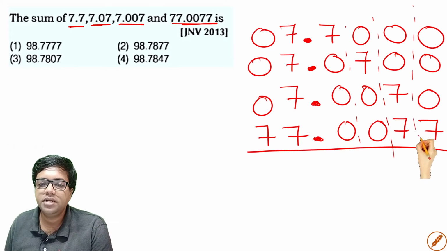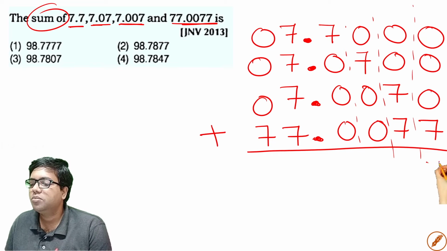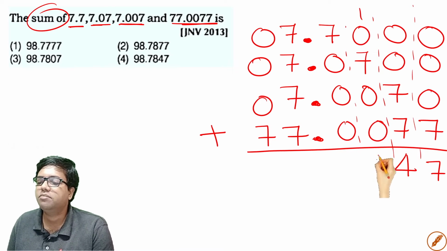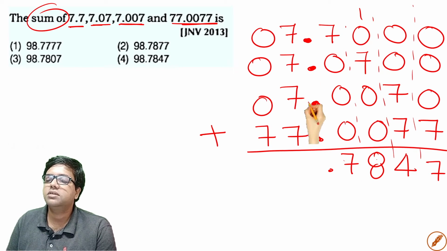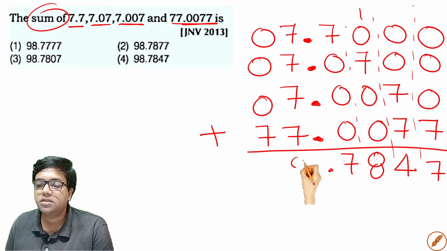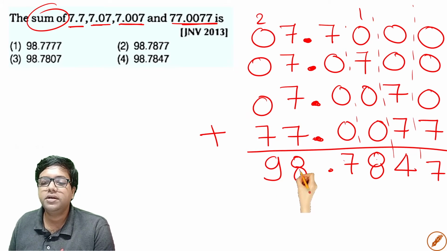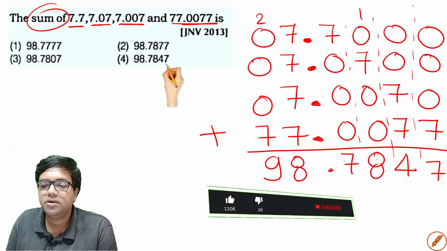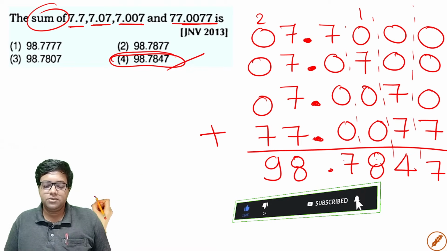Now do the addition. The sum is asked here. 0 plus 7 is 7, 7 plus 7 is 14, 1 carry over, 7 plus 1 is 8. 7 as it is, 4 times 7 is 28, 2 plus 7 is 9. 98.7847, available in option number 4. Therefore, option 4 is the right answer for this question.